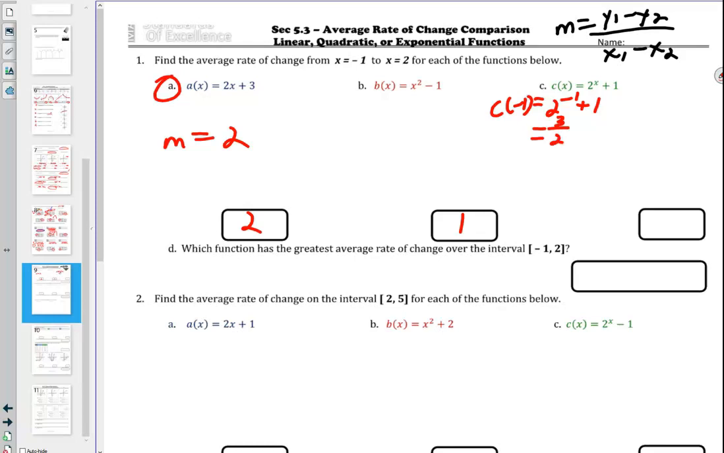Do you want to see me do LCD? What's 1/2 plus 1? It's 3 over 2. You want to see LCD? Let's do LCD.